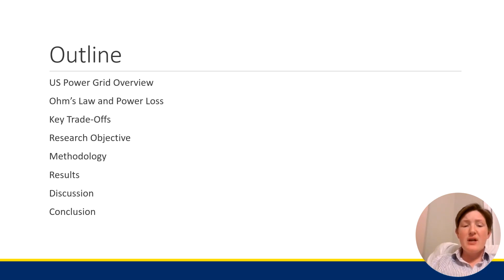For this presentation, I'll start with a brief overview of the U.S. power grid. We'll talk about Ohm's law and how it relates to power loss, some key trade-offs in designing an engineering transmission system, the research objective of developing a model to address this, the methodology behind that research model, the results, and then I'll wrap up with a discussion and a last conclusion.